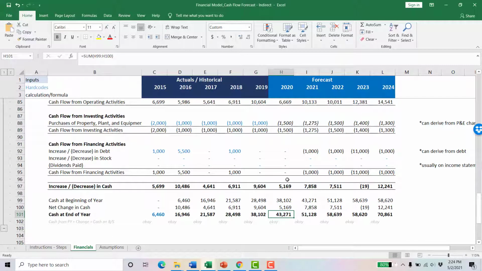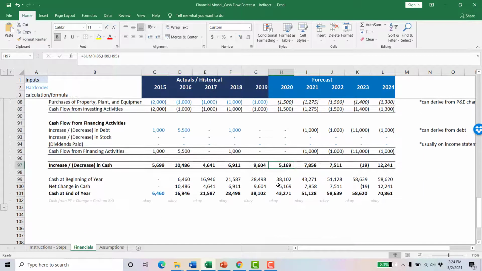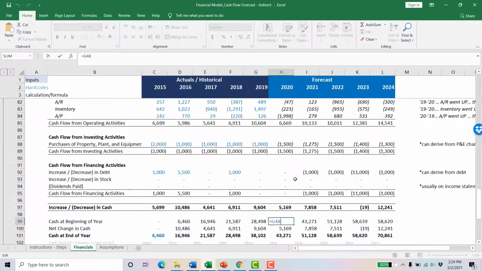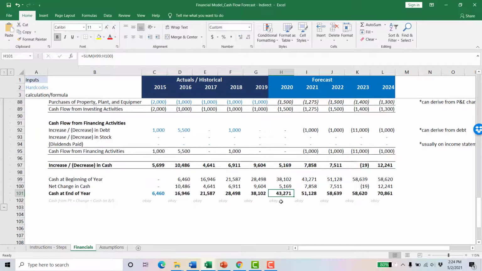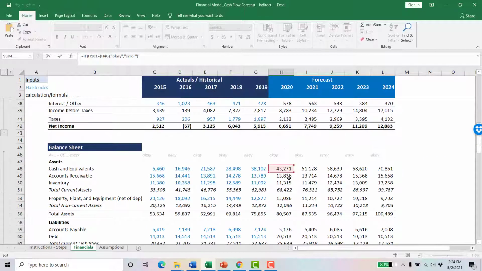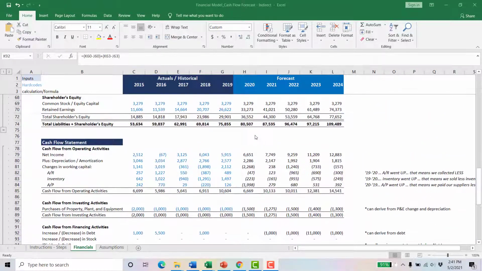So that's it. So this will give you your increase or decrease in cash. So you had your cash at the beginning of the year, which would be your cash from the balance sheet. You get your change in cash, and that gives you your cash at the end of the year. What we do here is we check if H101, which is our cash at the end of the year, is equal to H48, which is our cash and equivalents balance sheet balance, and that gives you a double check. So that is your cash flow statement.